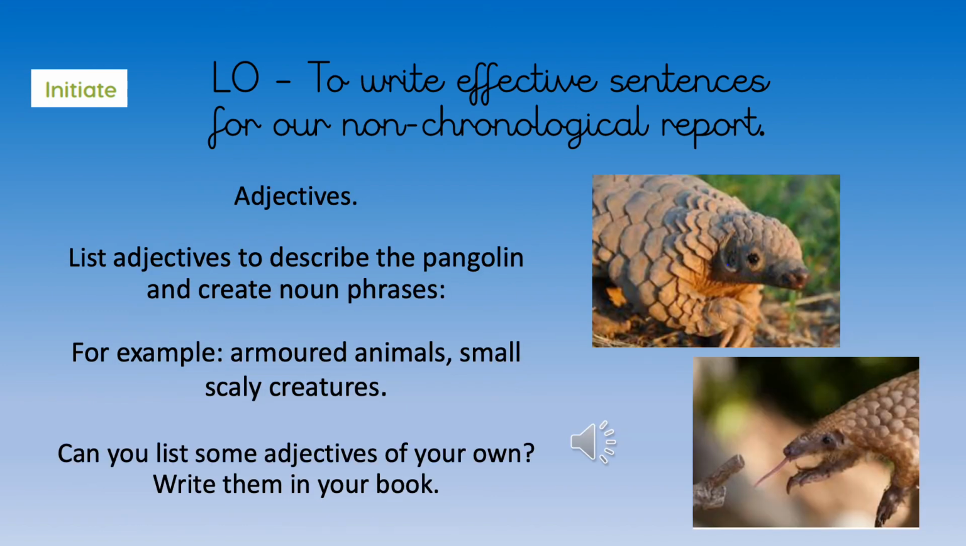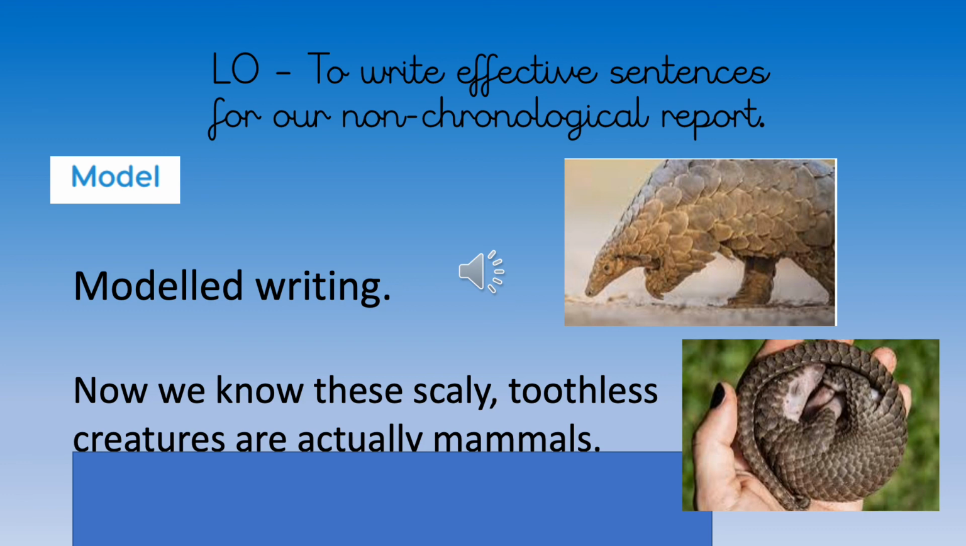Adjectives. List adjectives to describe the pangolin and create noun phrases. For example, armored animals, small scaly creatures. Can you list some adjectives of your own? Write them in your book. Now we have the model writing. Write this out neatly in your book. Now we know these scaly, toothless creatures are actually mammals. We're looking at the extended noun phrase of scaly, toothless creatures. Remember, you'll be writing your own very shortly.